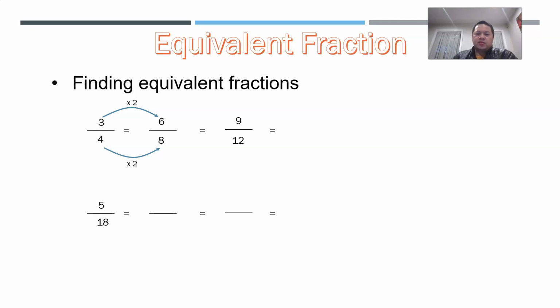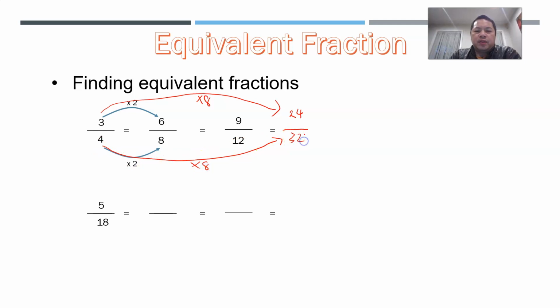So what happens if I have a situation whereby the numerator is, let's say, 24? So what should be the denominator? In order for me to get 24, I have to times 8 to my numerator. So likewise, I have to times 8 to the denominator. That's how I get 32. So the equivalent fraction of 3/4, if I have a denominator of 32, the numerator will be 24.